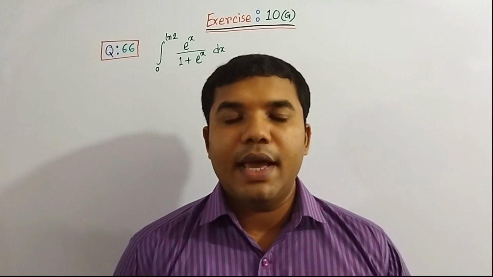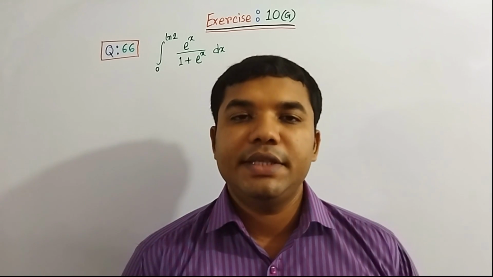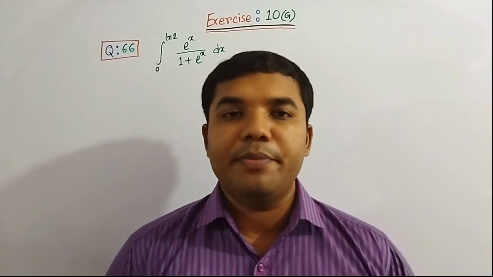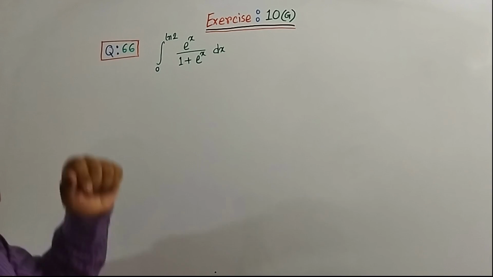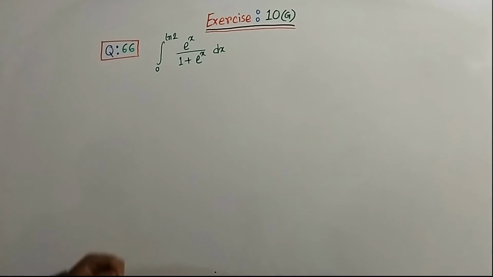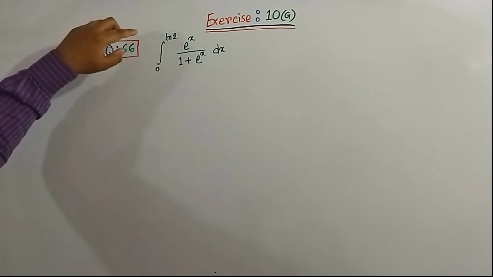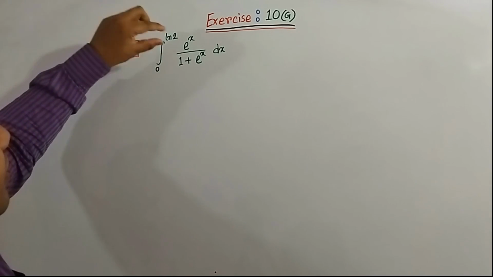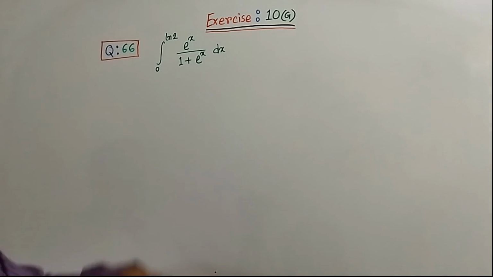So dear students, according to our lesson plan, today our discussion topic is exercise 10Z, and among some mathematical problems we will first solve question number 66. Here it is given that the integration limit is 0 to ln 2, and the function is e to the power x divided by 1 plus e to the power x dx.